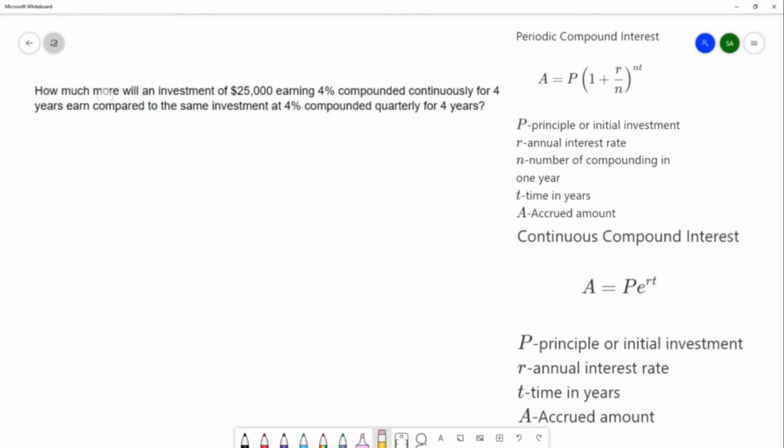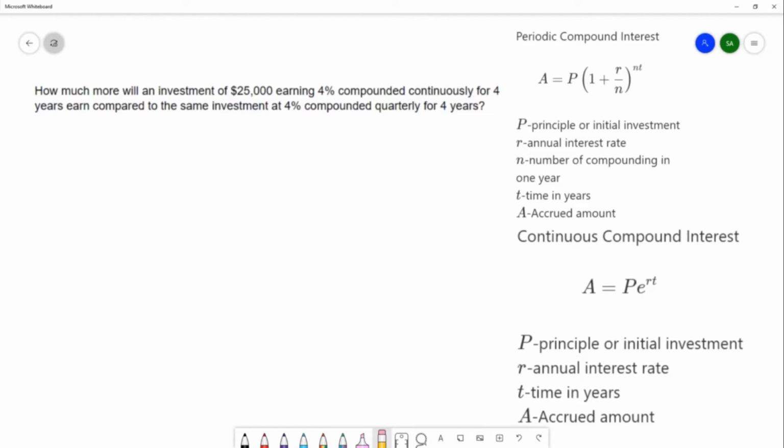How much more will an investment of $25,000 earning 4% compounded continuously for 4 years earn compared to the same investment at 4% compounded quarterly for 4 years? So we want to compare these investments, but not only compare them, we want to see how much more an investment compounded continuously will make. That means we're going to take the difference of our two answers once we get them.